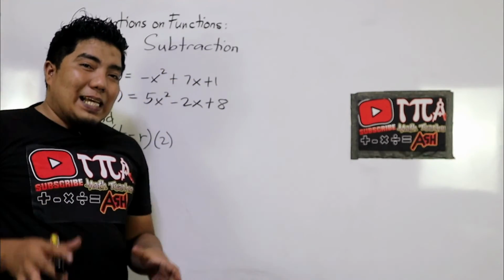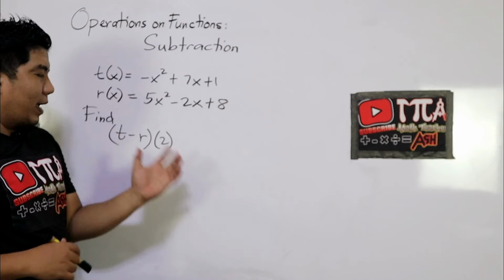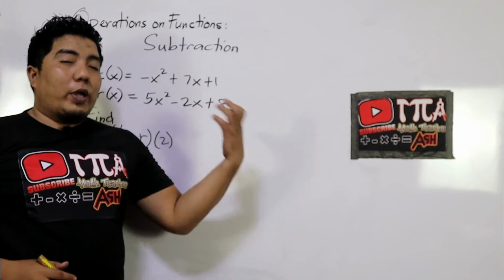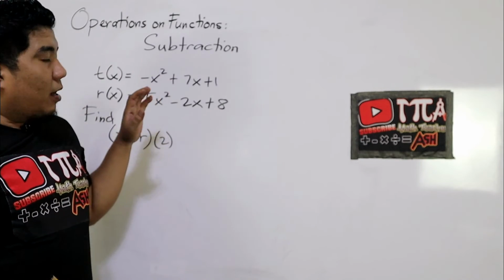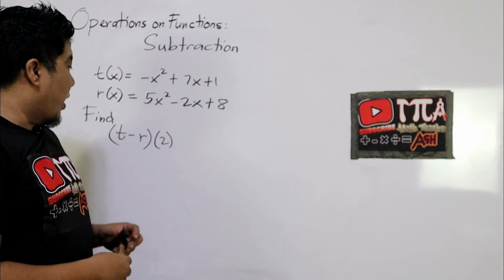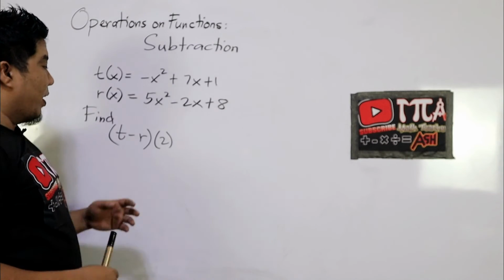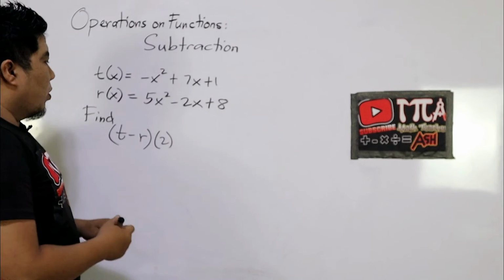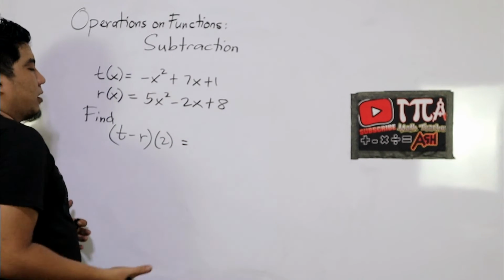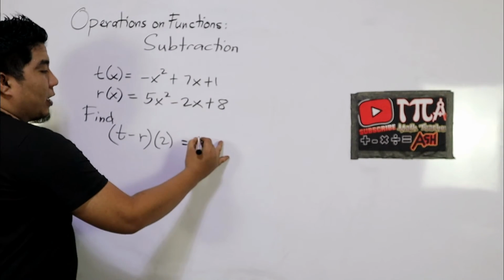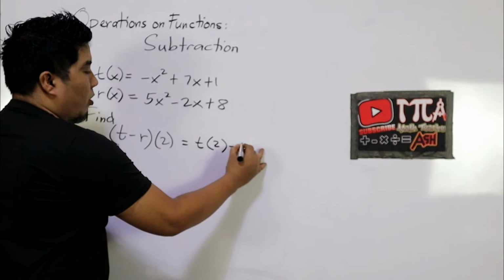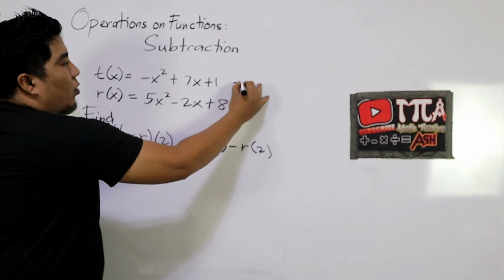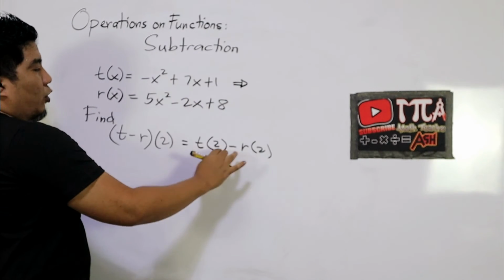Okay, math learners, we are down to our final example, and we have the two given expressions or two given functions with the expression in quadratic equation. And what we need to do here is to simplify them into t minus r of 2. Okay, so technically, if this is the case, this is just the same as the concept earlier. So we just get t of 2 minus r of 2.